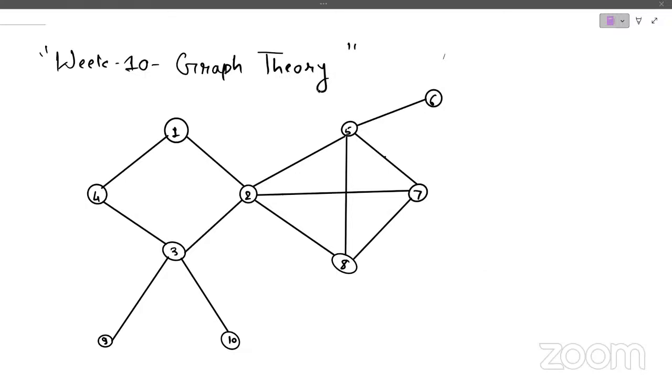So in today's class, we will introduce the concept of graph theory, some basic things, the definition of graphs, vertices, edges, and then we will try to cover the basic process of BFS and DFS.